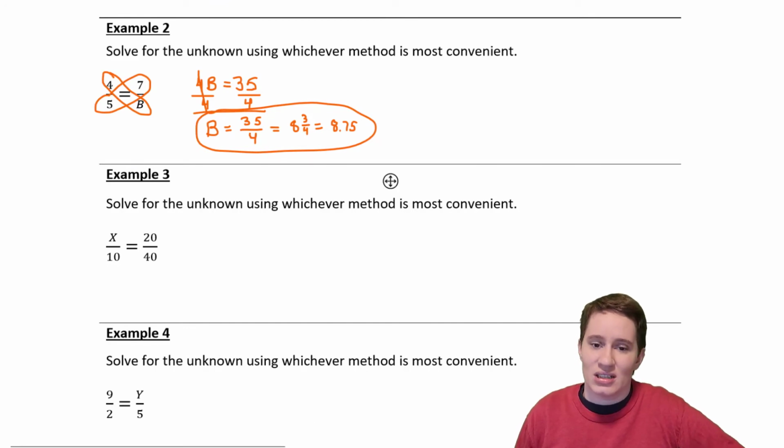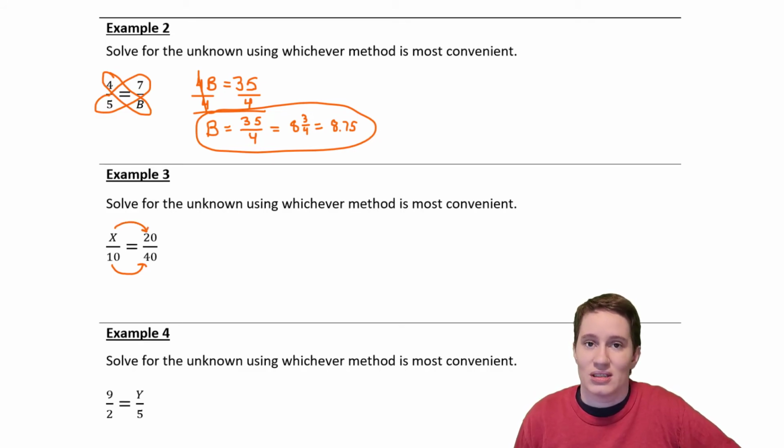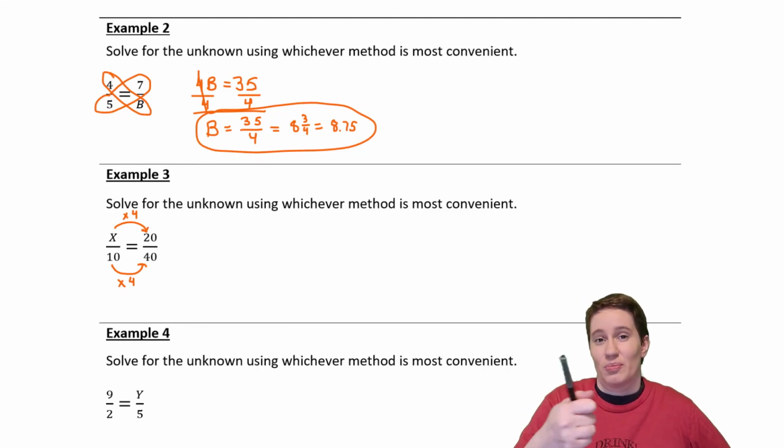Solve. Okay, let's check to see if there's a connection here. Is there a way to go from 10 to 40? And if so, we're going to do the same thing on top. So 10 times what equals 40? Well, that's kind of unfortunate. That's another times 4, and that happened to us earlier. But this is a little bit different because we're saying x times 4 equals 20. So we actually have to go backwards.